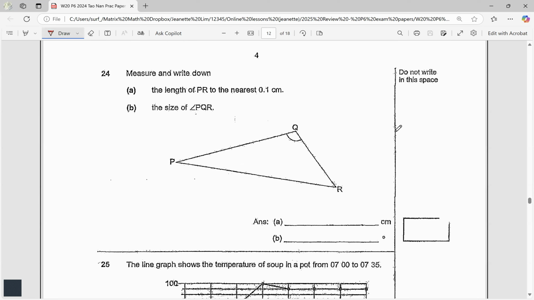Question number 24, you need to use your ruler and your protractor, so I can't do it here. It's supposed to be somewhat close to 8.0 cm because they want the nearest 0.1 cm. So if you measure it as 8 cm, you have to write 8.0 to one decimal place. Then for the size of PQR, use your protractor to measure. You should get close to 109 degrees. If you measure and you realize it's less than 90, it's definitely wrong because this angle here is more than 90. Make sure you're reading from the correct scale.